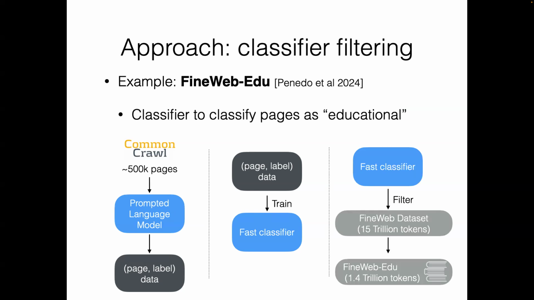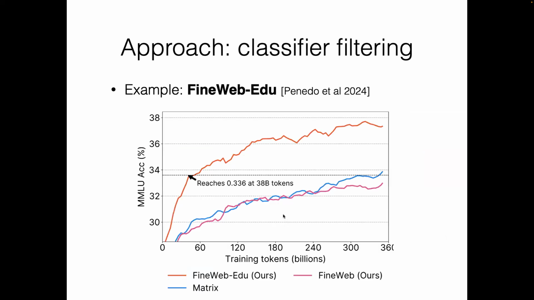So then they could take that classifier and run it on this data set of 15 trillion tokens. And then they get this data set called FineWeb EDU, which has like 1.4, 1.5 trillion tokens of educational data. So kind of a creative idea, and then they show various effects that this has.